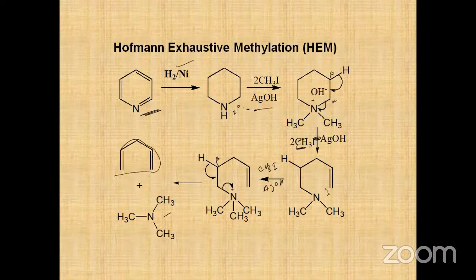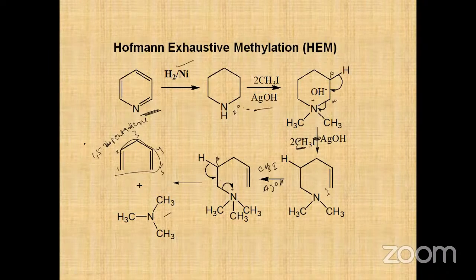What is this fragment? We number it 1, 2, 3, 4, 5. It is 1,5-pentadiene. A 1,5-pentadiene derivative is generated. The formation of 1,5-pentadiene indicates that the size of the heterocycle is 6 members. That may be a pyridine derivative or piperidine derivative.